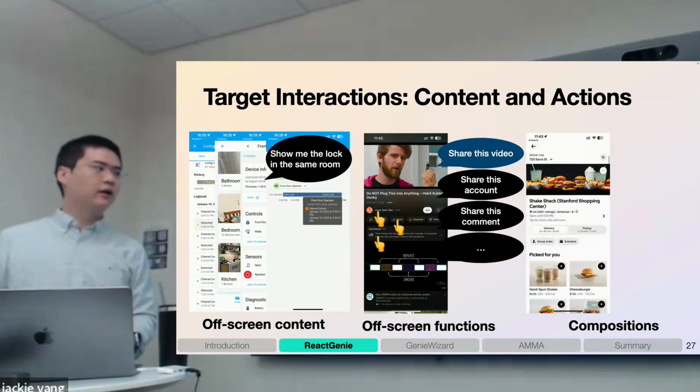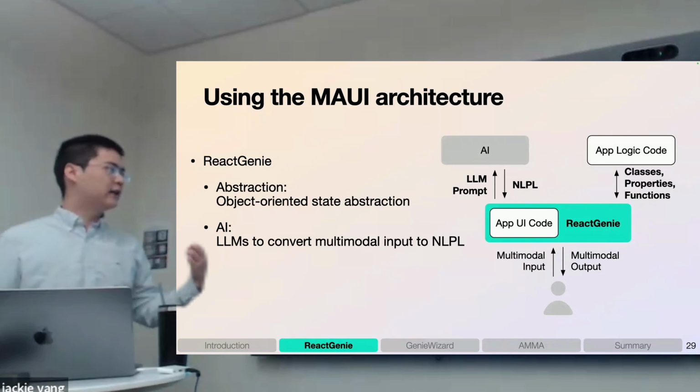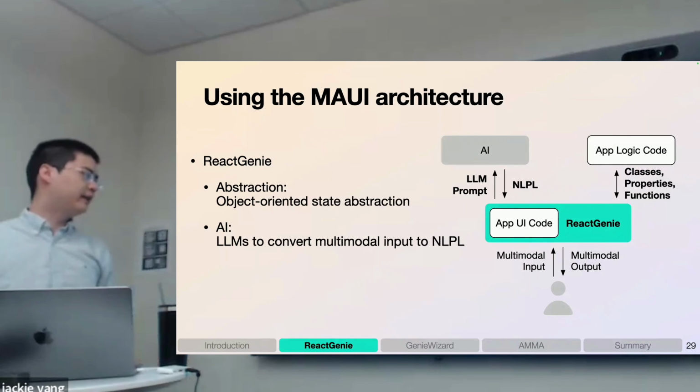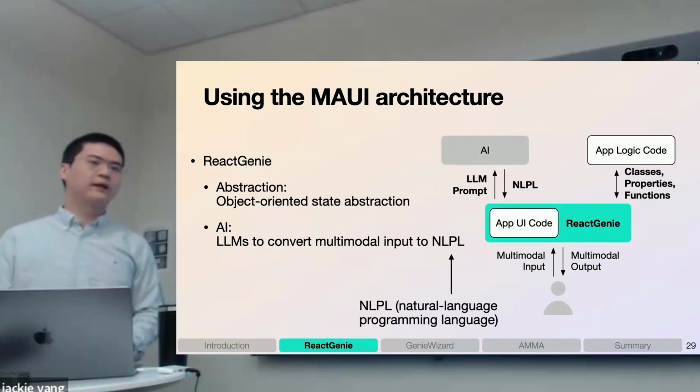The way we solve this is by using the MAUI architecture, as I described before. Specifically for this framework, React Genie, we used the abstraction called object-oriented state abstraction, which I will describe in detail later. We use an LLM: we send a prompt to the LLM and ask it to generate a language called NLPL, a natural language programming language that we define. This is how we can understand the user's command and then execute it, and this is for solving explicit rich multimodal interactions.